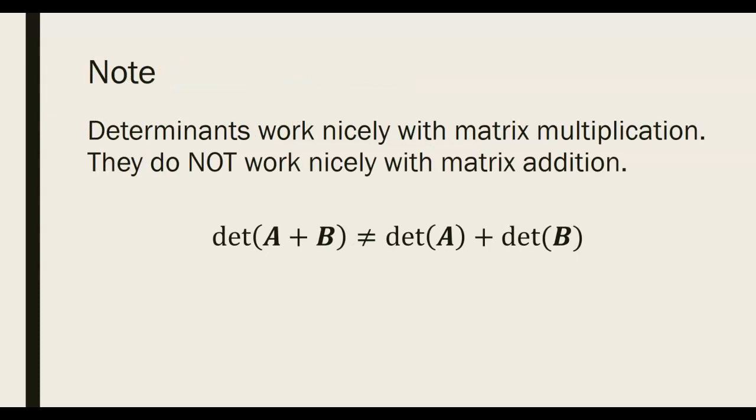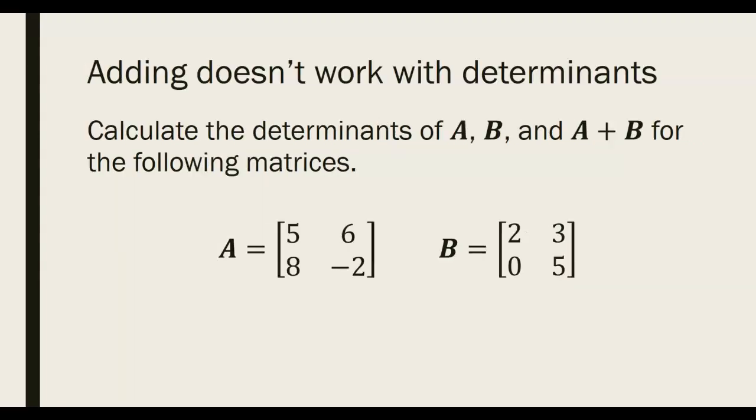Now, I do want to note that that property only works for multiplication. If you were to try to do that with addition, it would not work at all. We already found that, so be very, very careful about this. Determinants do not distribute over addition, but determinants really work nicely with matrix multiplication. Okay?